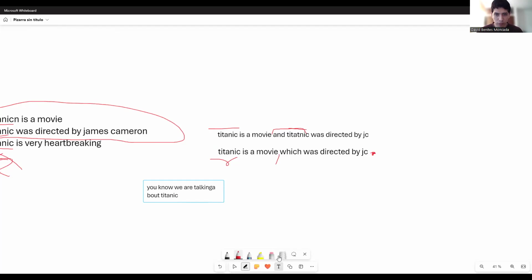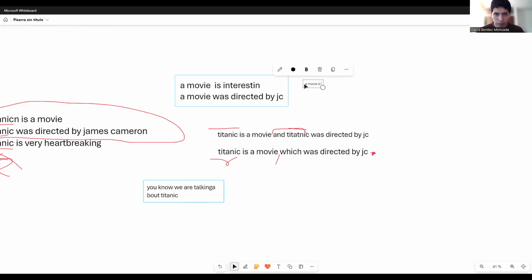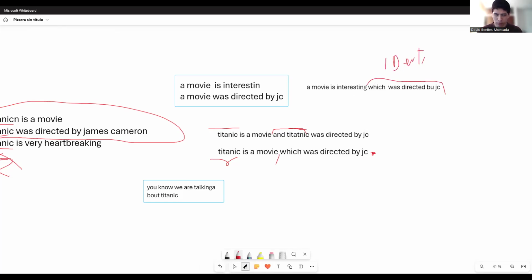You see, but look at this. You don't say Titanic. A movie is interesting. A movie was directed by James Cameron. That is different because you don't know the movie, right? You say a movie is interesting, which was directed by James Cameron. No need for a comma, because with this information, you identify the movie.